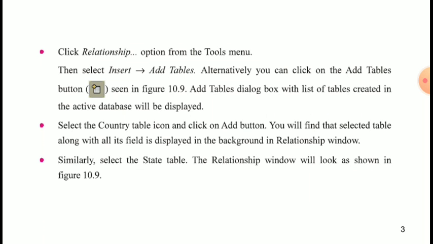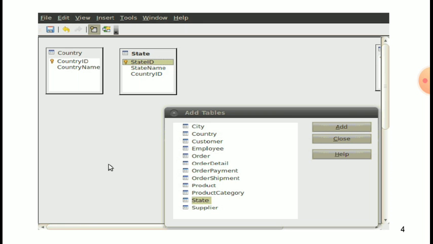So, creating a relationship: click the relationship option from the tools menu and then select insert and add tables. Alternately, you can click on the add tables button. So in figure 10.9, the add tables dialog box with list of tables created in the active database will be displayed. Select the country table icon and click on add button. You will find that the selected table along with all its fields is displayed in the background in the relationship window. Similarly, select the state table. The relationship window will look as shown in figure 10.9. So that is the relationship window.